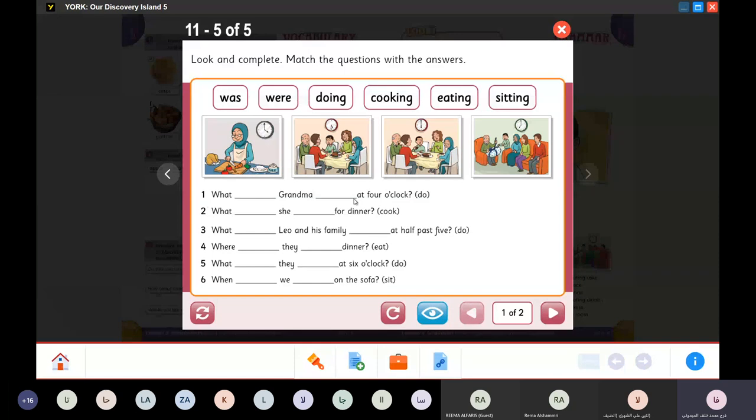Lina al-Babtin? Lina? Yes, Lina, sweetheart, number two. What? Now, we have she. Is it was or were? What was she? Very good. Now the verb is cook. So what happens with cook? Cooking. Can you say it all? What was?